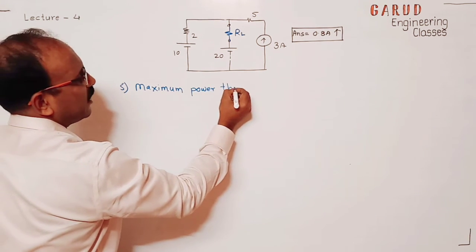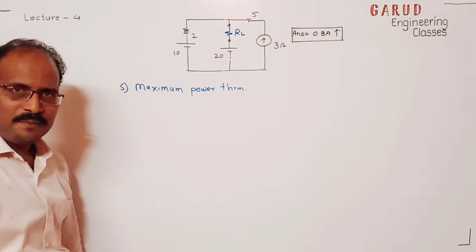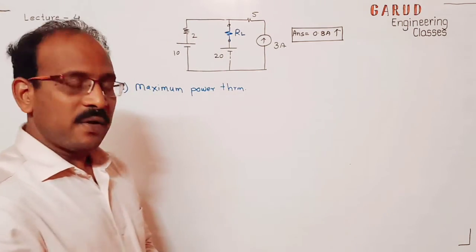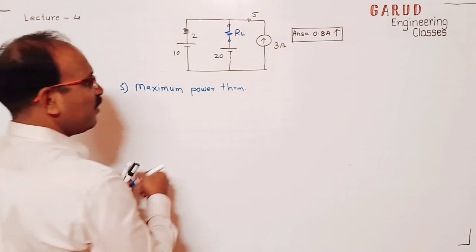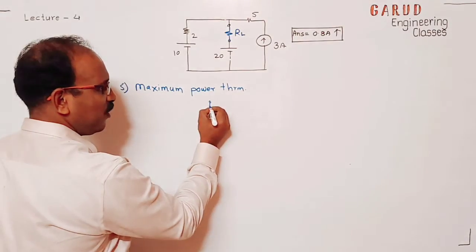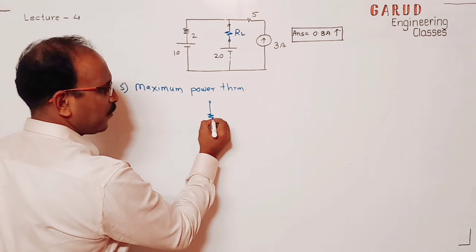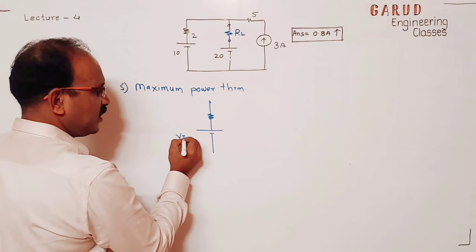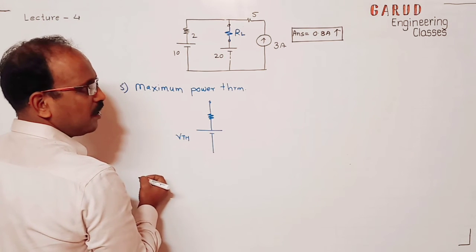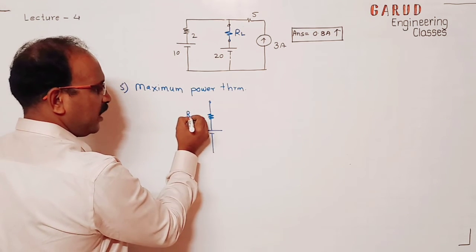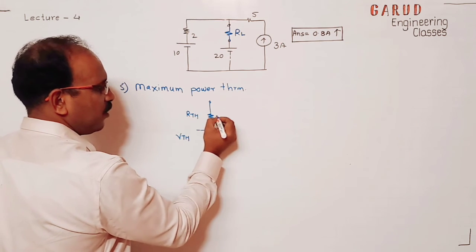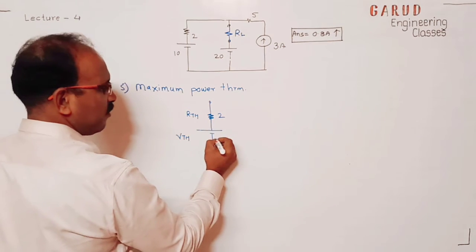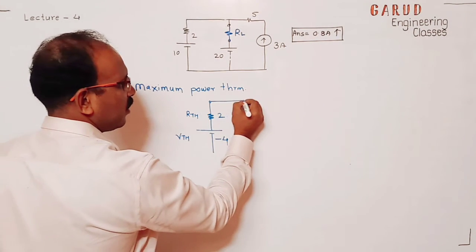Okay, so what is the maximum power theorem? It is nothing but Thevenin's theorem, just a two-line extension of it. Here, for RL, what was the Thevenin's equivalent? This was the Thevenin's equivalent: VTH and RTH. RTH was 2 ohm, and VTH was minus 4 volts.